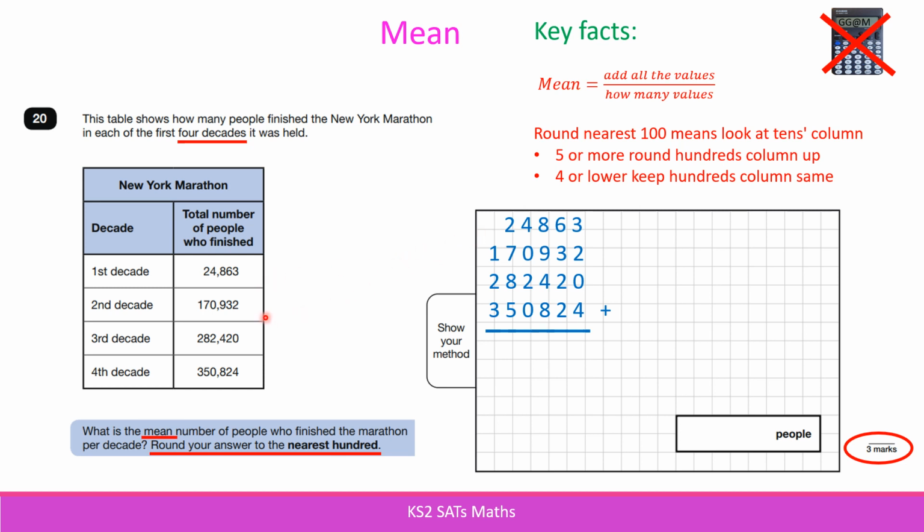24,863, 170,932, 282,420, 350,824. So we need to write down these 4 numbers here, and we need to add them up. So we're going to start off with the right hand side when we're adding.